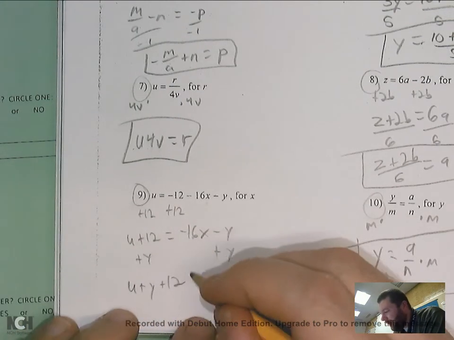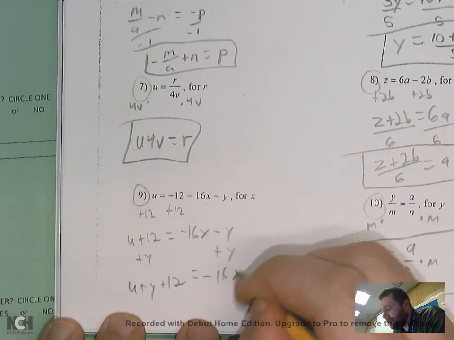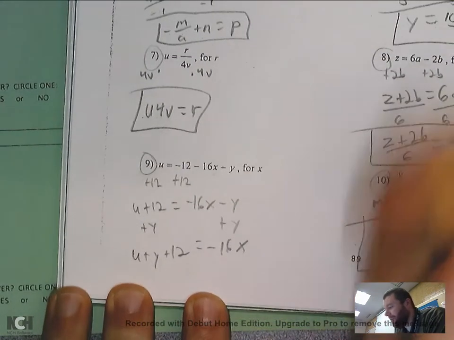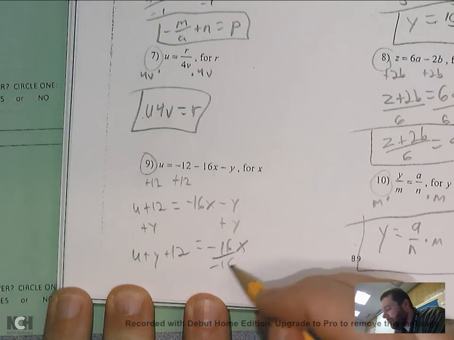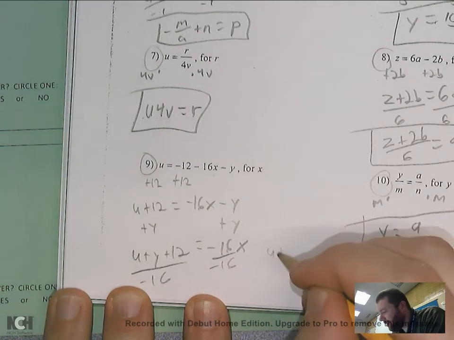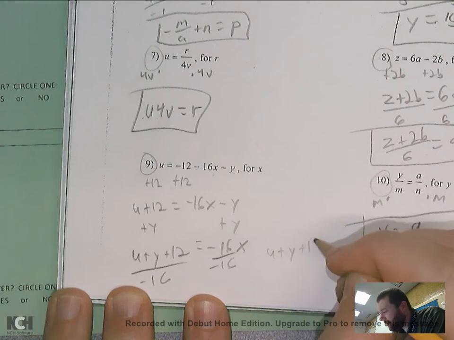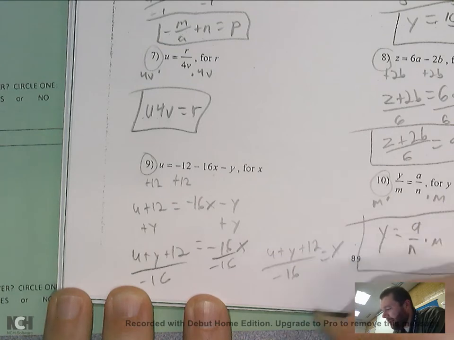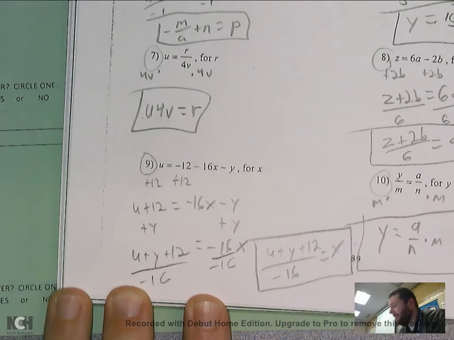Doesn't really matter the order you write that. Equals negative 16x. And then last step is to divide by negative 16 on both sides. And you would get u plus y plus 12 all over negative 16 equals x. X is by itself. I'm all done. Not too tough, right?